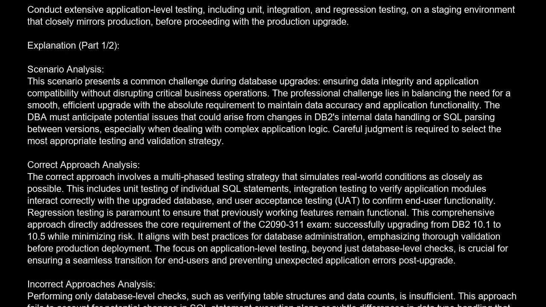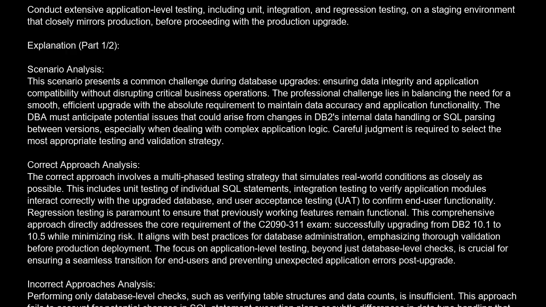Regression testing is paramount to ensure that previously working features remain functional. This comprehensive approach directly addresses the core requirement of the C2090-311 exam, successfully upgrading from DB2 10.1 to 10.5 while minimizing risk. It aligns with best practices for database administration, emphasizing thorough validation before production deployment.